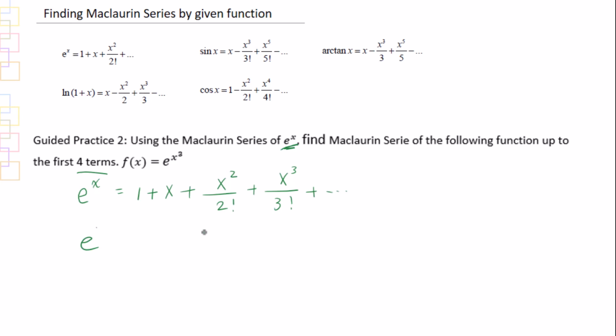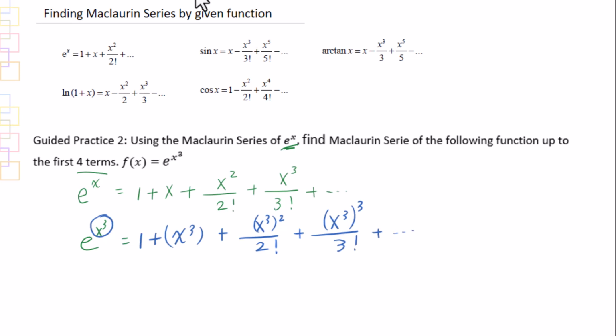For e to the x to the third power, we will do the substitution, changing every single x into x to the third power. So we have 1 plus x to the third power plus (x to the third power) squared over 2 factorial plus (x to the third power) to the third power over 3 factorial plus.